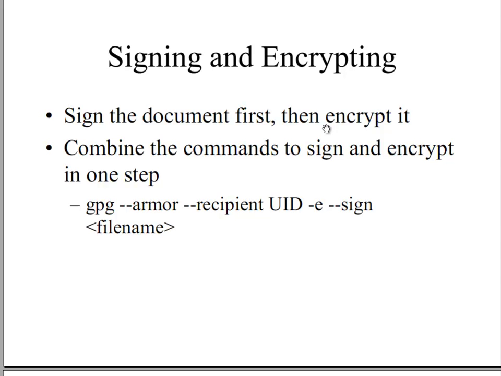Now let's get a little more complicated. Let's look at signing and encrypting. If we want to make sure that the authenticity of the sender is checked, as well as the integrity of the encrypted message, and we want to provide for confidentiality using encryption, we can use the command GPG. We can armorize it if we wish. We can send it to the recipient user ID, so we're going to use our public key to encrypt it. The -e stands for encrypt, and --sign.